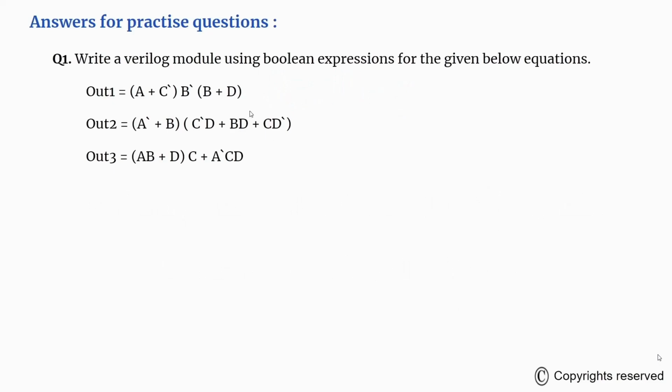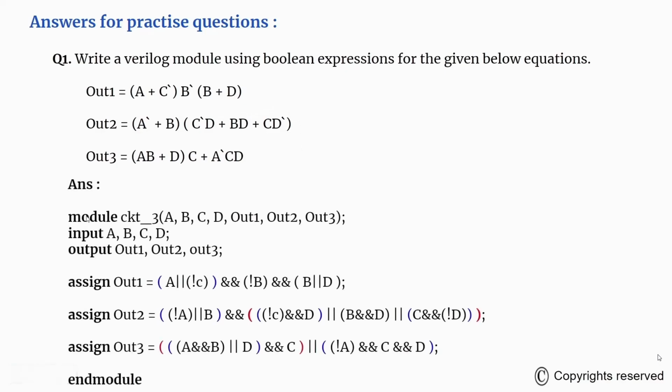In this question, it is asked to write a Verilog module with Boolean expressions. You start a module with the module keyword and name it and mention the port list, and you specify the inputs and outputs with the keywords input and output. And for Boolean expressions, you use a continuous assignment statement with assign, and then you assign the expression to its output. So let's see the first expression.